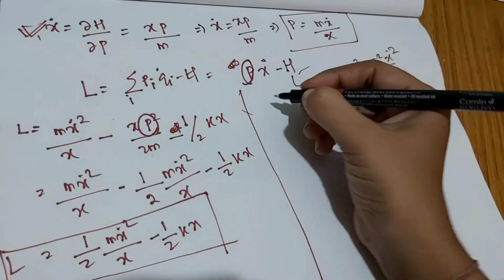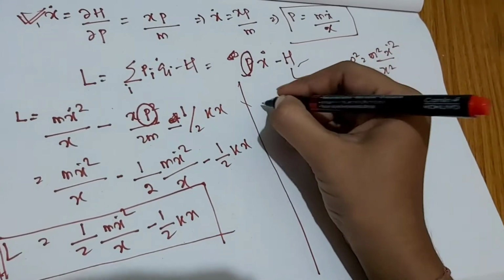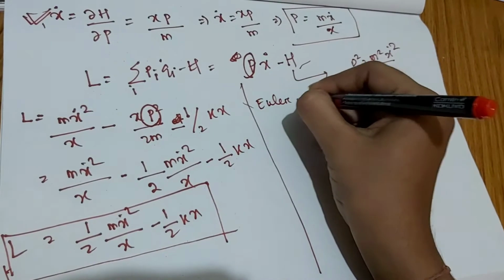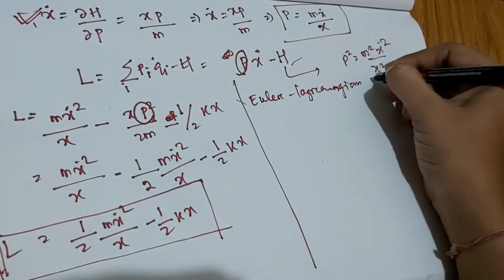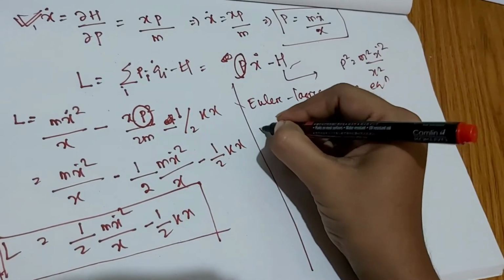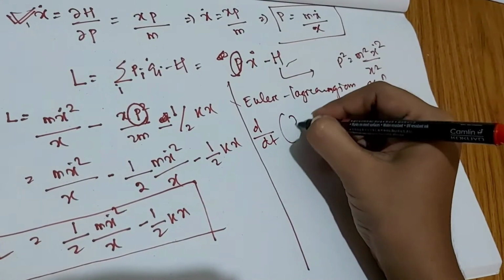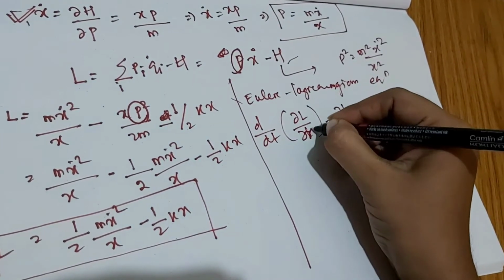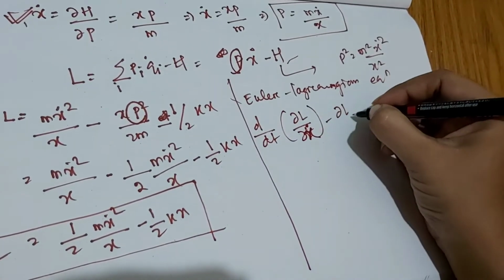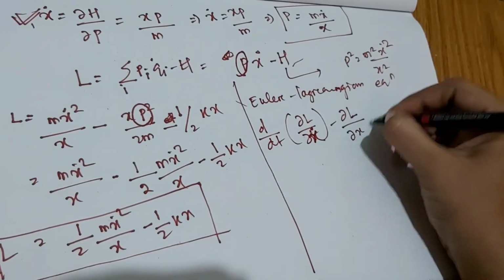For the Euler-Lagrange equation of motion, we know that the equation is d by dt of dou L by dou x dot minus dou L by dou x equal to 0.